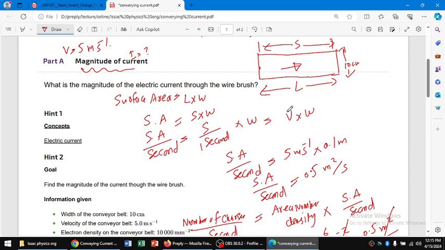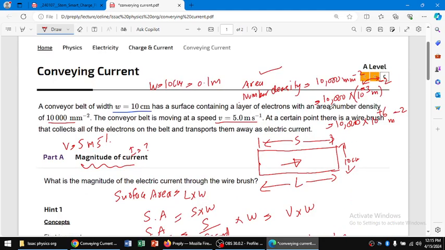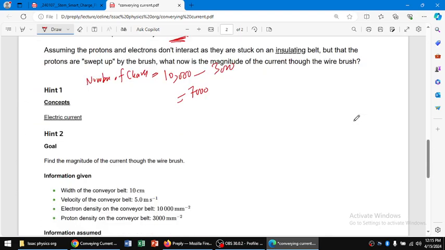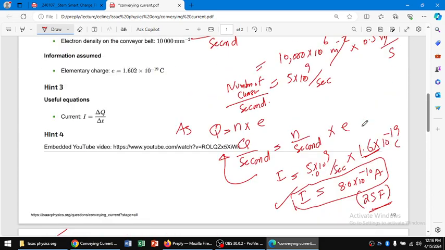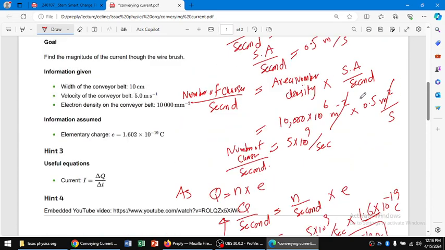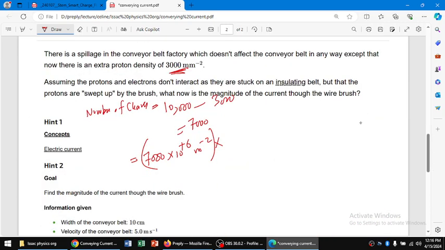With the 7,000 number density, if we follow the same steps, 7,000 into 10 to the power plus 6 meter minus 2 is the area number density, and we multiply with the surface area per second, that is 0.5 meter square per second. So we are left with 3.5 into 10 power 9 number of charges per second.